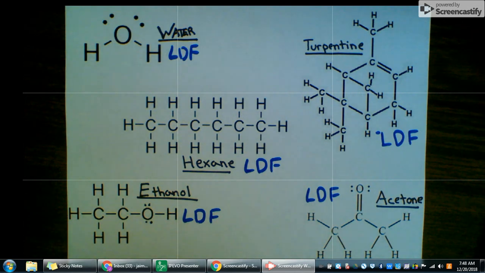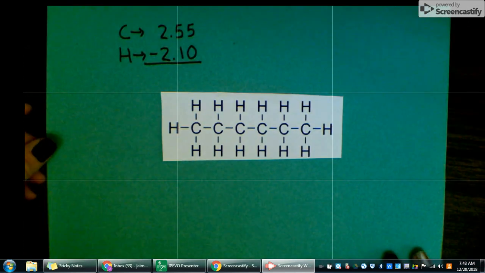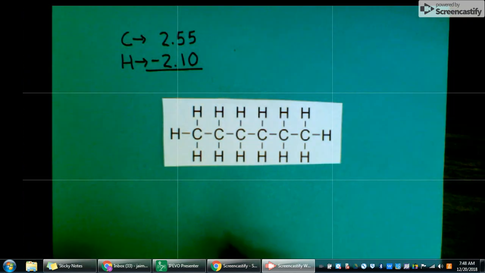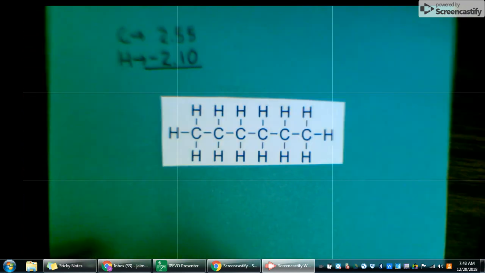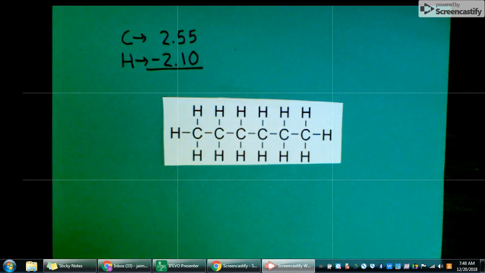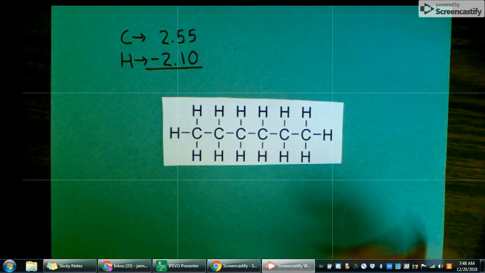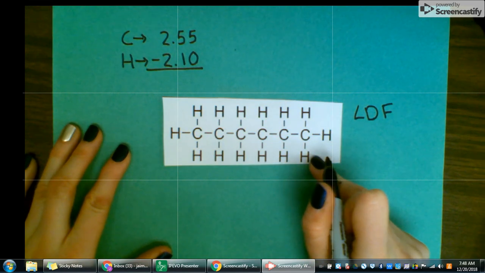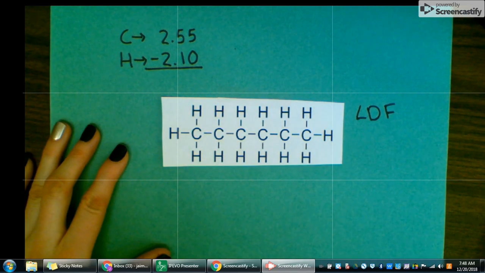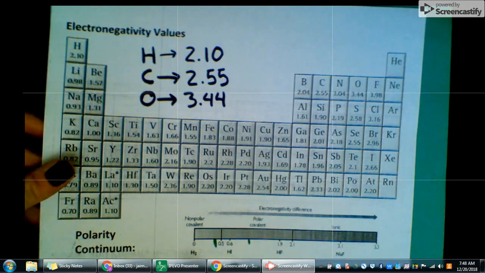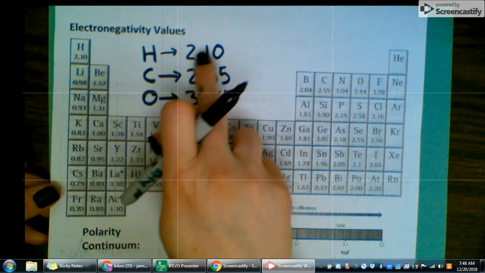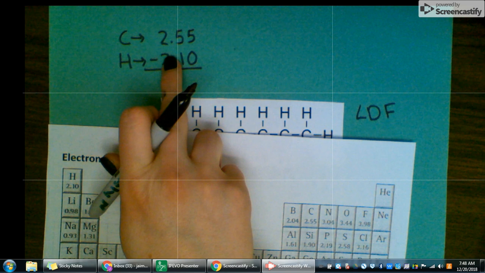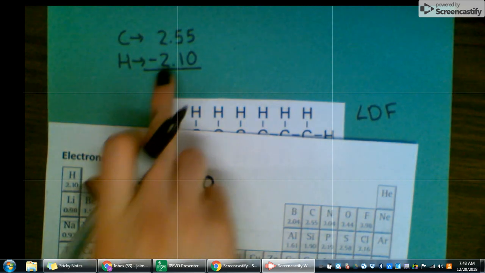So we're going to start with the easiest one, in my opinion, and that's hexane. So here's hexane. Hexane has 6 carbons and a bunch of hydrogens around it. The way we're going to figure out whether this has anything in addition to LDF is we have to calculate bond polarity. And to calculate bond polarity, we have to look at our electronegativity values. So I went ahead and already looked up the different electronegativity values, and they're going to be written like this on our screens.